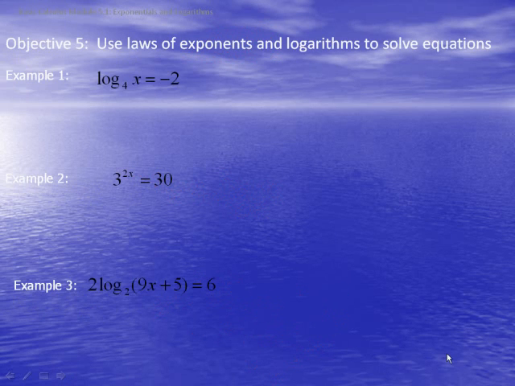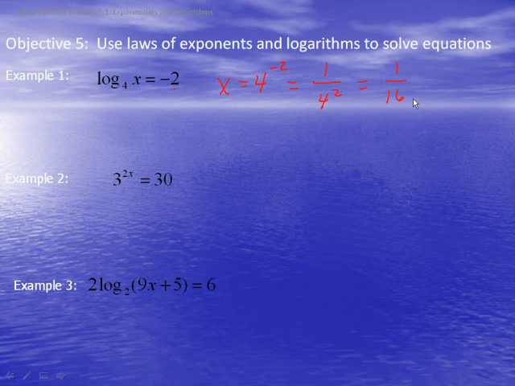Objective 5. Use laws of exponents and logarithms to solve equations. Example 1, first thing I'm going to do is use law 1, which is the definition, and rewrite this as x is equal to 4 to the negative 2. So the base, and that would be the exponent. So x would be equal to 1 over 4 squared, because a negative exponent needs to be dropped to the bottom. And that'll give me 1/16. So that's the first one.